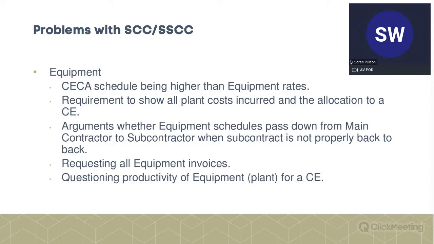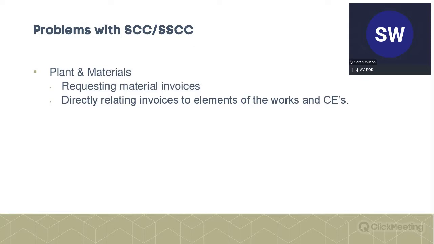The productivity: was it needed? Was it engaged at all times? Could it have been used elsewhere? All those kinds of questions. Plant and materials, again, invoices shouldn't be so difficult. But again, showing that it's directly related to the works, or for the shorter schedule, was it related specifically to compensation event work?